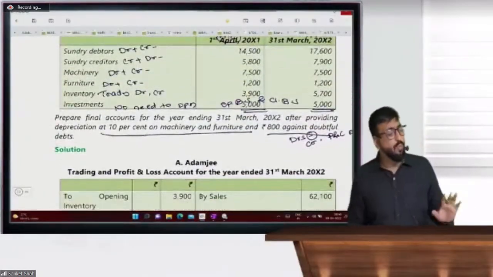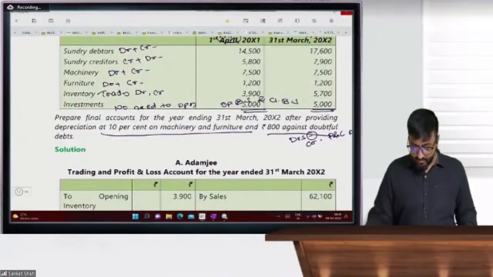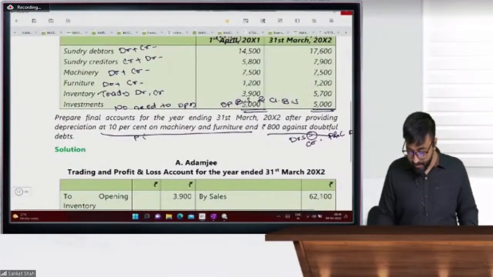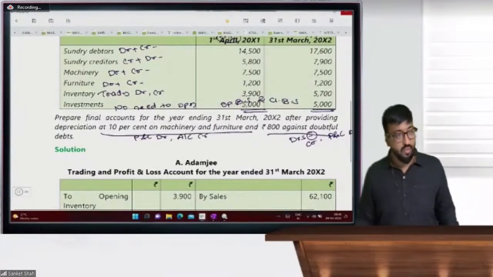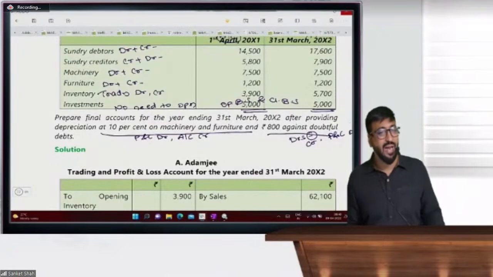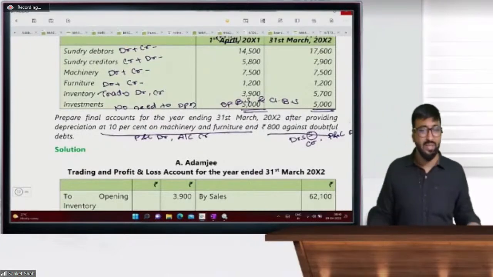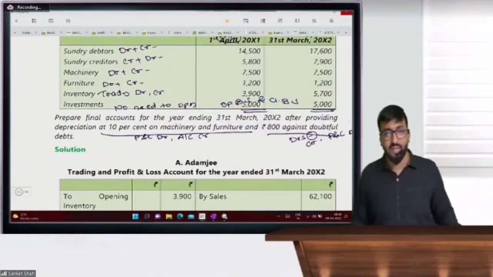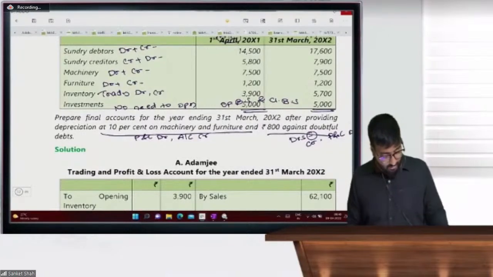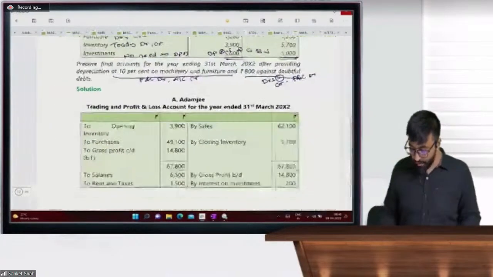It's better to open machinery and furniture account. Yes. Depreciation P&L debit and account के credit में. We are going to open machinery account and furniture. Actually, you can directly deduct it, but it's better. First time we are understanding any problem, so it's better to open the accounts. Chalo. So write down now, beta.